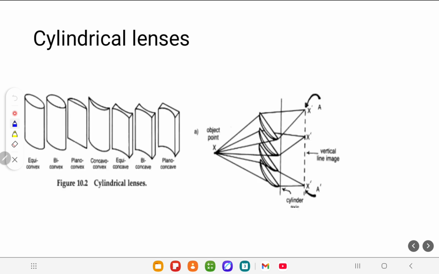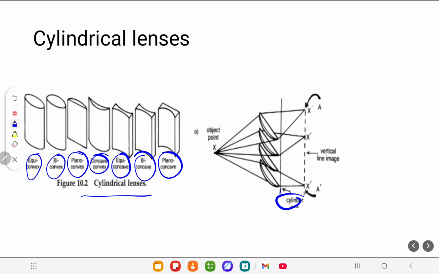Here are a few examples of cylindrical lenses. This is an equiconvex lens, this is a biconvex lens, this is a planoconvex lens, and this is a concavo-convex lens, which our spectacles have. Equiconvex, biconvex, and planoconvex lenses are forms of convex lens. Here this is the cylinder axis, isn't it, in this figure? And this is the power meridian, because the power meridian is always opposite to the cylinder axis meridian.